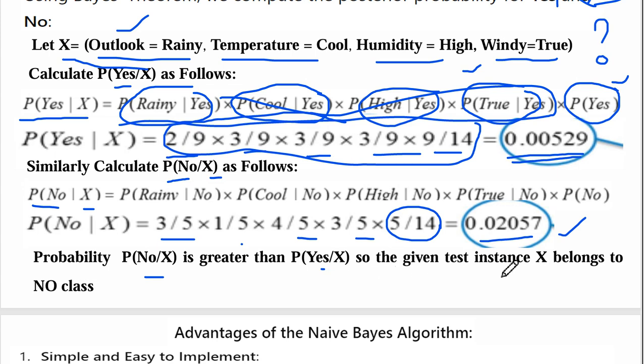That's why the given test instance belongs to which class? The no class. Why? Because the no class probability is more compared to the yes class. That's why the given test instance X belongs to the no class. That is the simple algorithm for finding the class of the given test instance using the posterior probability.